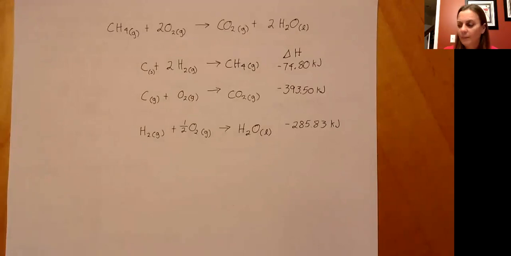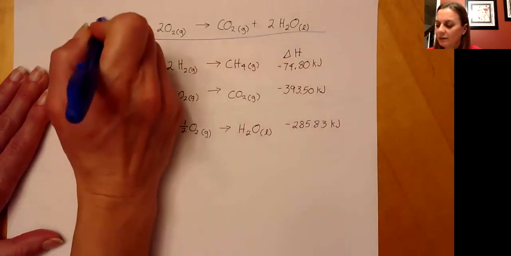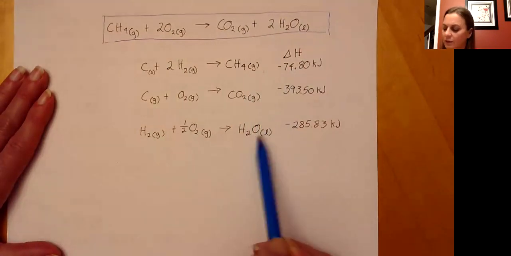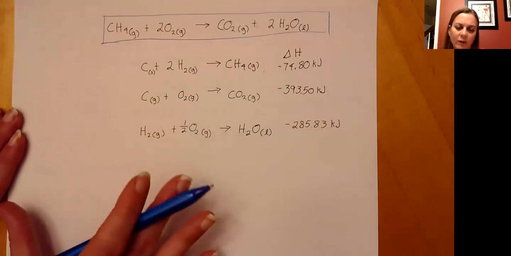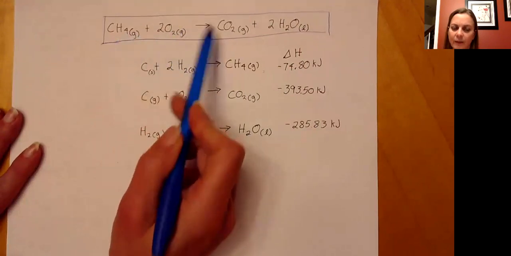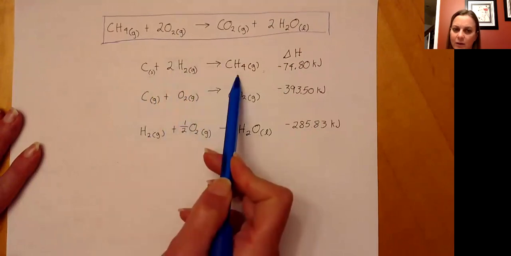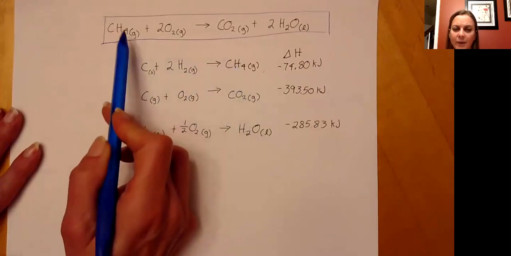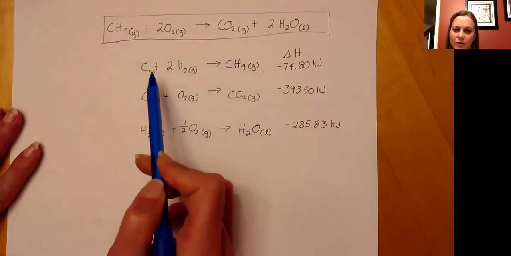All right, so this is our target reaction. This is the combustion of methane, and this is what we're trying to get to. And we are given these 3 reactions. And so what we're trying to do is put this puzzle together. The first reaction that I'm given is carbon plus 2 hydrogen yields methane. Well, I have methane in my target reaction, but it's a reactant, not a product. So I know that I need to flip this equation around.